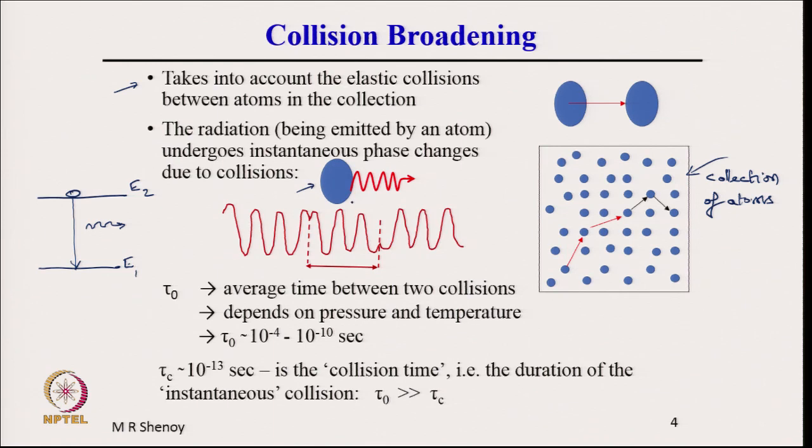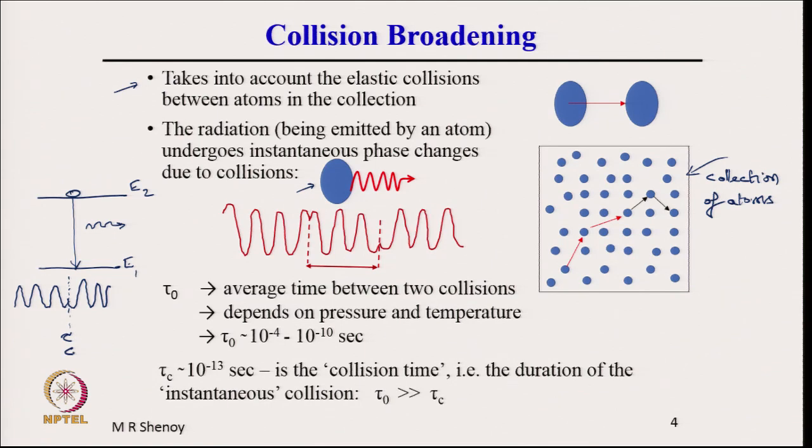Now, during this duration of emission, if the atom undergoes suddenly a collision, then the emitted radiation undergoes a sudden phase change. It was a pure sinusoidal, so it was going like this, it was emitting, and suddenly it meets with a collision with another atom, then there is a sudden change in the phase. So, this point is where it underwent collision, and there is a certain collision time, tau c, the collision time. This is almost instantaneous, we know that it is almost instantaneous.